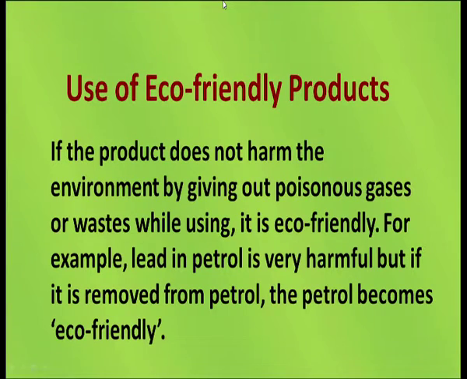Now, on the basis of use, what are eco-friendly products? If the product does not harm the environment by giving out poisonous gases or wastes while using, it is an eco-friendly product on the basis of its use. For example, lead in petrol is very harmful, but if it is removed from the petrol, then petrol becomes eco-friendly. This is a form of use of eco-friendly products.